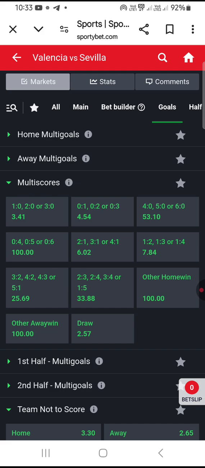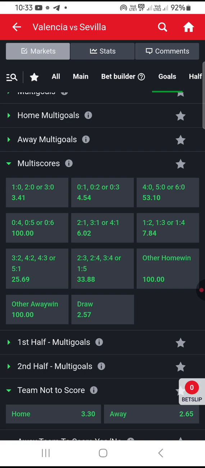Now, when we talk about tight games, you find out that there are not many tight games here. A tight game is all about 0-0, 1-0, and 0-1. But it is not here. This is what we call a tight game. It is not here. There's not even a 0-0 here. That is why this Sporty Bet can be tricky sometimes.